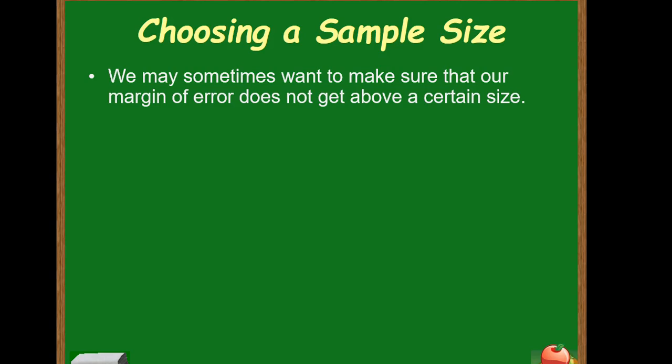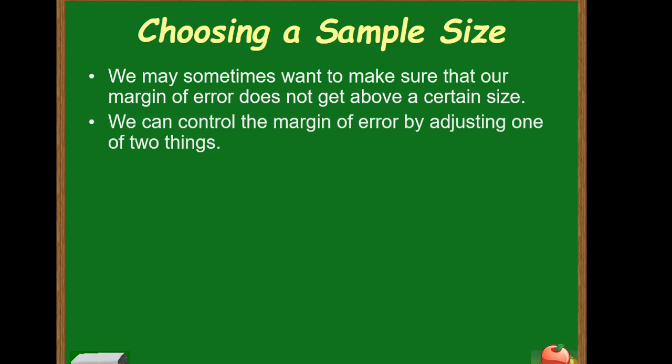So today we're going to look at a certain situation where we might have some guidelines with regards to our margin of error, where we have to keep it below a certain size. In other words, we don't want a nice wide confidence interval. We want to keep it as narrow as we possibly can. And there are a few ways to do that, but one of the things that we can control more than anything is our sample size.